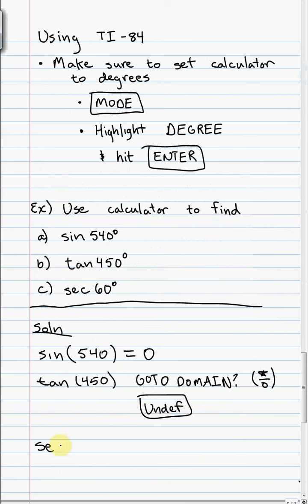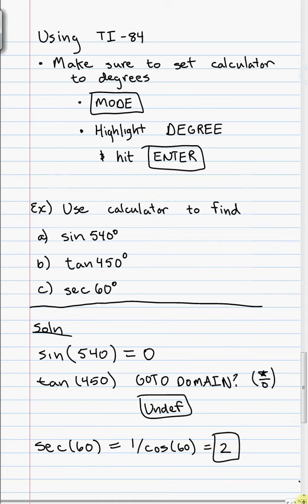All right, last one, secant of 60. Notice on your calculator there is no secant button. So what we're going to have to do is use the fact that secant is 1 over cosine. To type this on your calculator, you're going to do 1 divided by cosine, then type in 60 degrees, and you'll get an answer of 2.